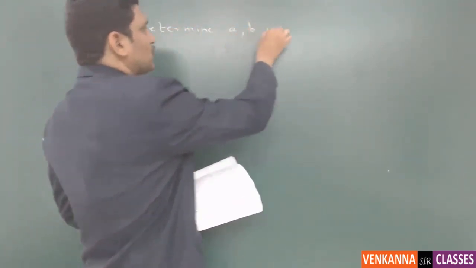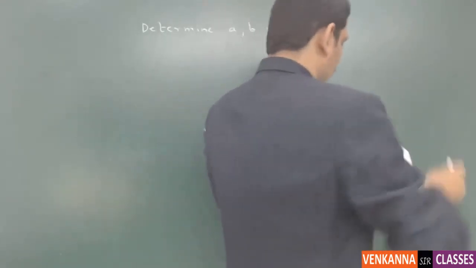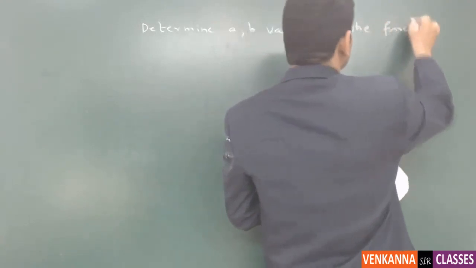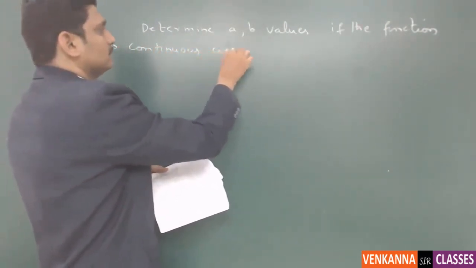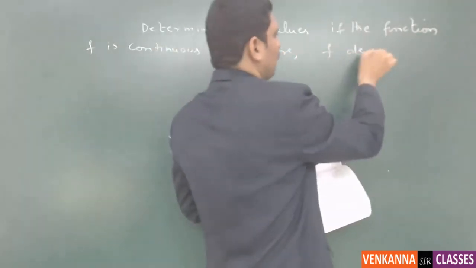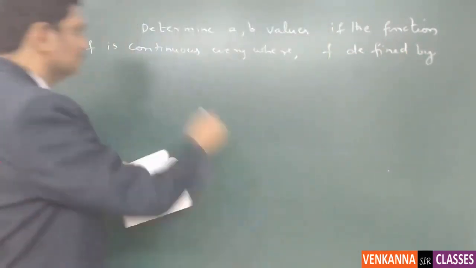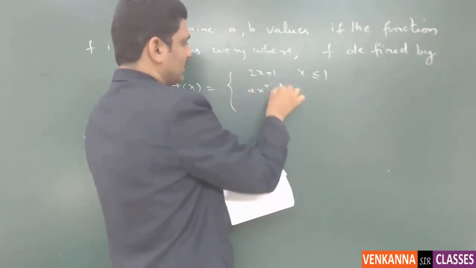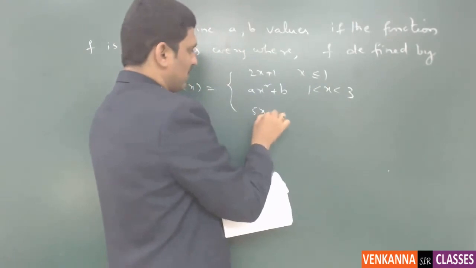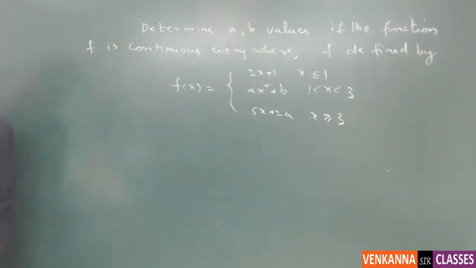To determine a and b values, if the function f is continuous everywhere, f defined by f of x equal to 2x plus 1, x less than or equal to 1; ax square plus b, 1 less than x less than 3; 5x plus 2a, x greater than or equal to 3. You please check on the problem. I think this kind of problem you have done earlier. Have you done this type of problem earlier? Okay.